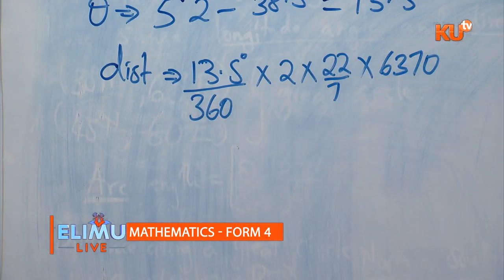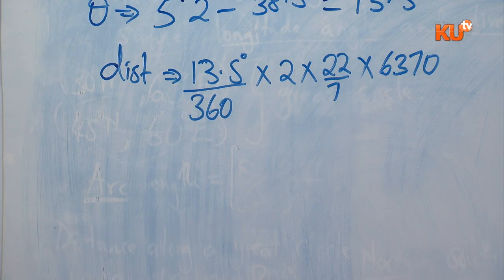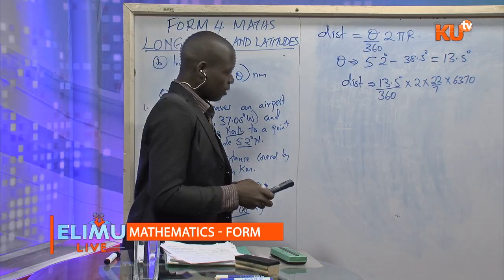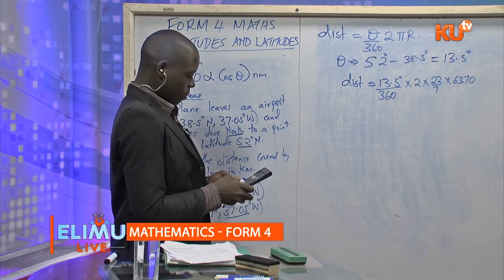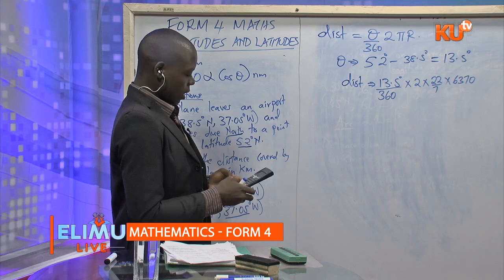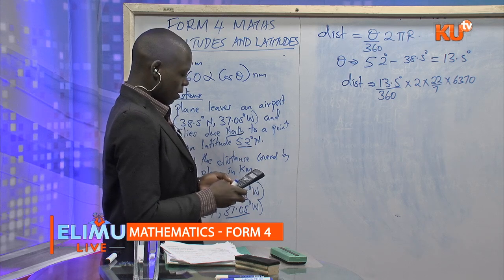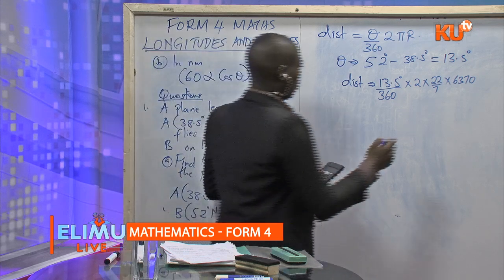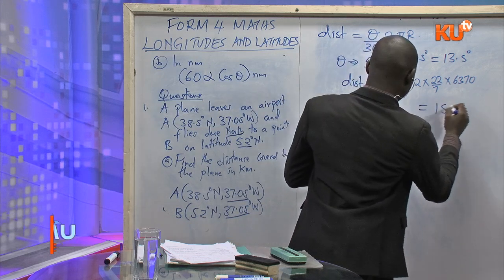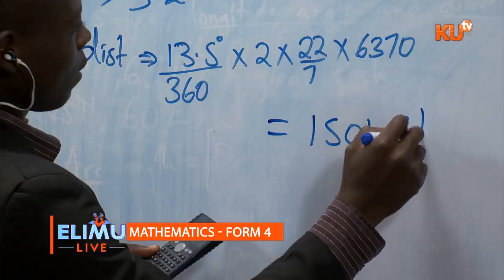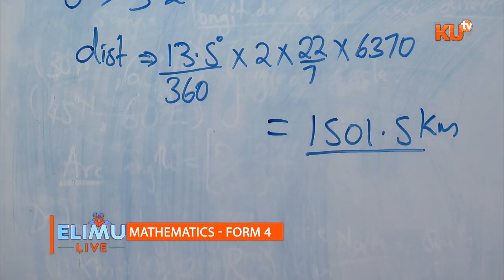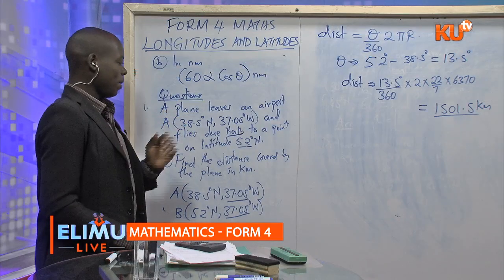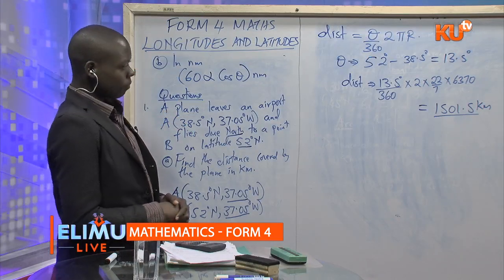If you do the substitution in your calculators, let's do it together. We multiply by 2, we multiply by 22, we multiply by 6370, and then we divide that by 7. We obtain our figure, which is 1501.5 kilometers. That is the distance between the points A and B in kilometers.